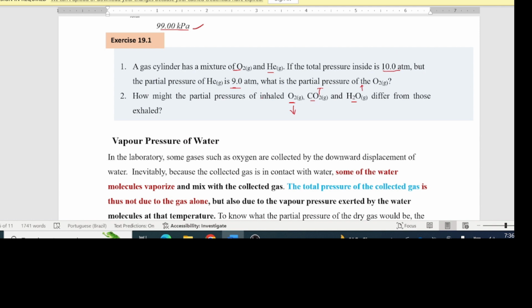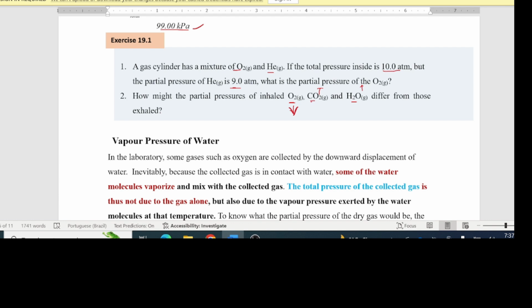How might the partial pressures of inhaled oxygen, carbon dioxide, and water differ from those exhaled? You need to know a little bit of biology here before you can answer this question. When you inhale, you're inhaling some carbon dioxide, oxygen, and nitrogen. Nitrogen doesn't get affected because whatever nitrogen you breathe in comes back out, right? But when you breathe in oxygen, what happens? Some of it leaves the lungs and enters the blood. So the partial pressure of inhaled oxygen will be higher than that of exhaled oxygen.